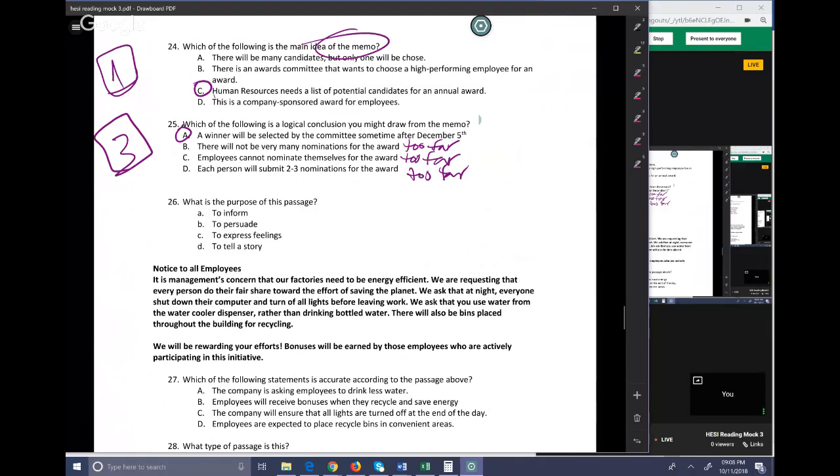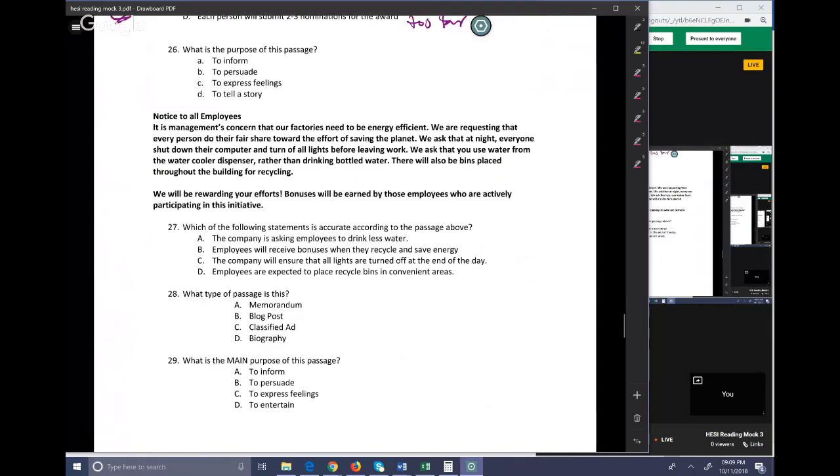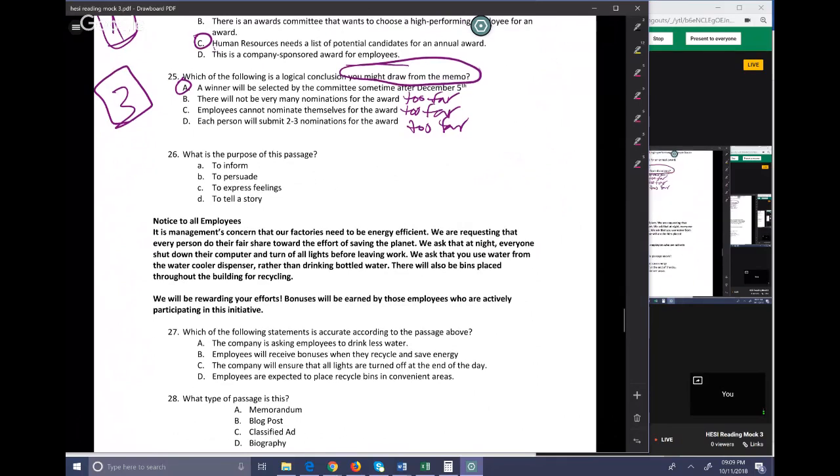If you felt like you were torn between A and C, remember that inferring C would be you inferring from your own life, your own experiences, what you believe to be something that would make sense and not make sense, rather than drawing it from the memo. So remember, you're drawing this conclusion from the memo. The author implied something that you can then turn around and get an inference or a logical conclusion from. If they don't say anything about nominating yourself or not, and they don't allude to it, we can't bring our own knowledge in.